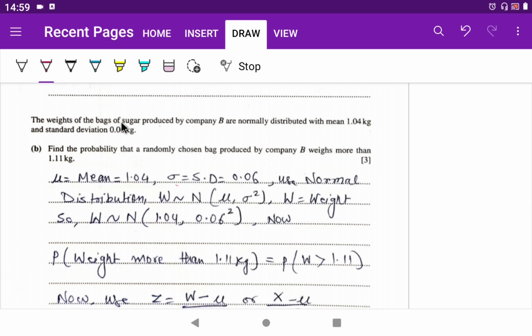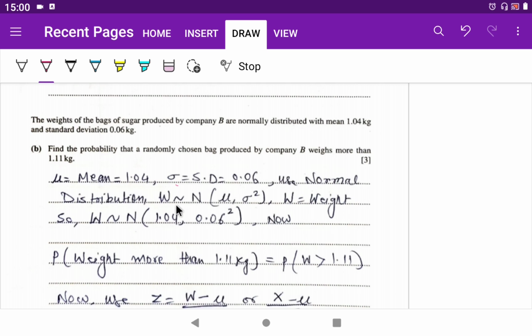The weights of bags of sugar produced by company B are normally distributed with a mean of 1.04 kg and a standard deviation of 0.06 kg. Find the probability that a randomly chosen bag produced by company B weighs more than 1.11 kg. So the mean value is given as 1.04 and the standard deviation is 0.06.